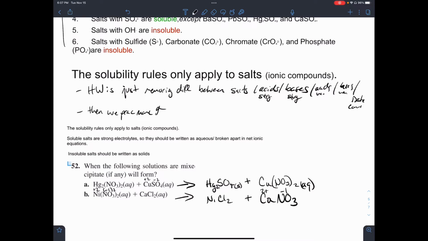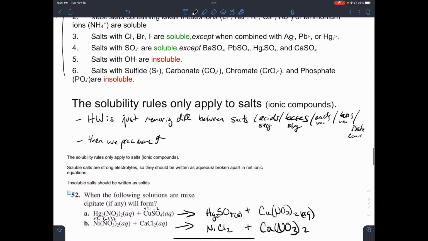And in order to put these together, I would need 2 nitrates. Remember, I use the parentheses so that no one thinks I'm writing the number 32 right here. I'm writing NO3 2 times. All right, which one of these, if either, will form a solid?